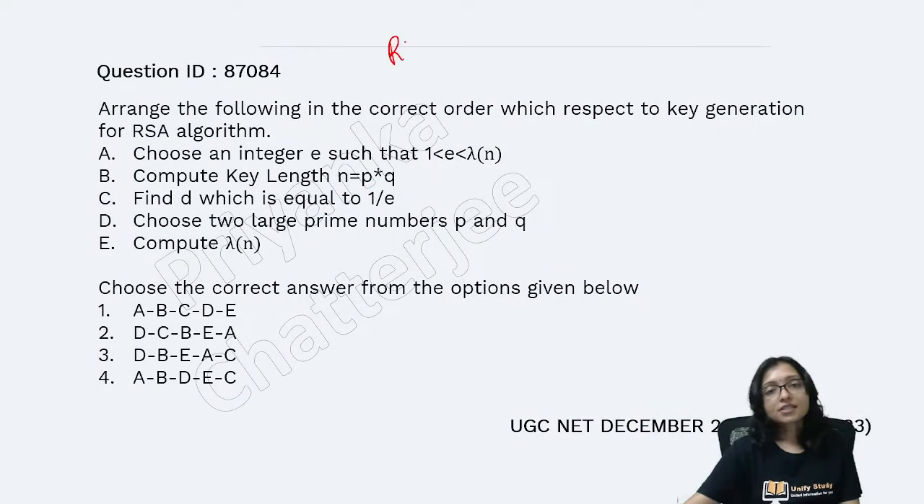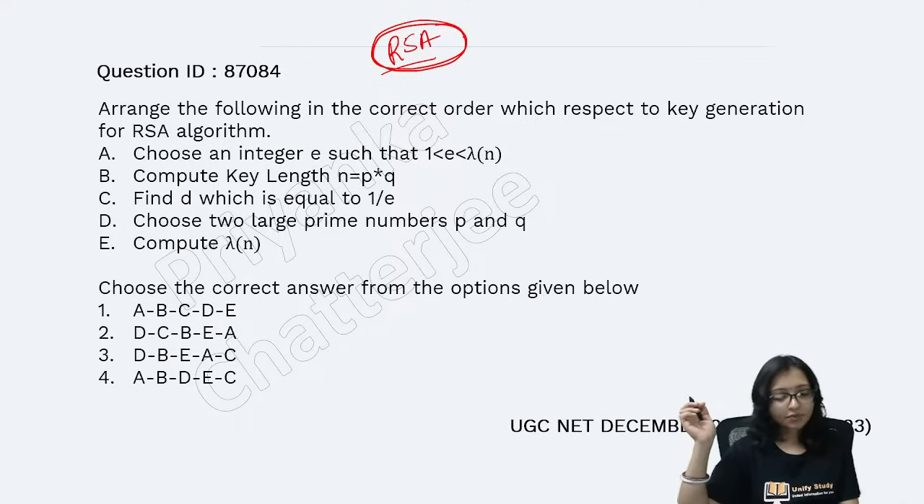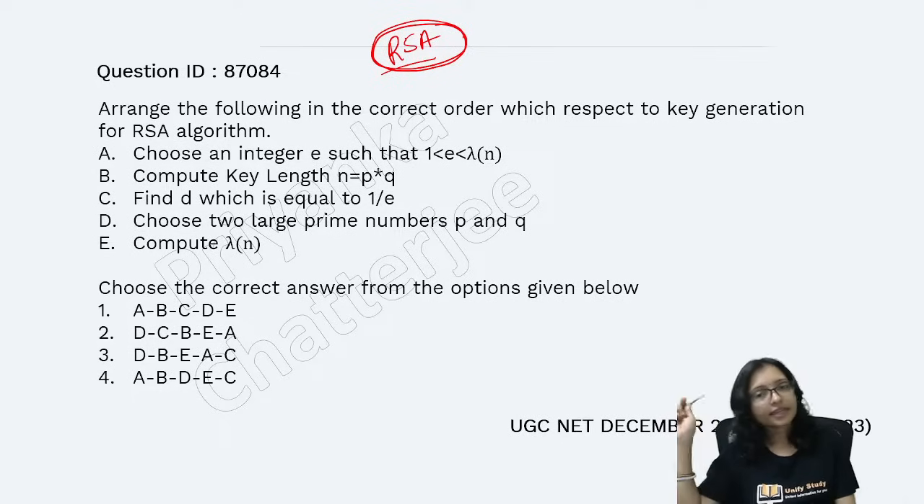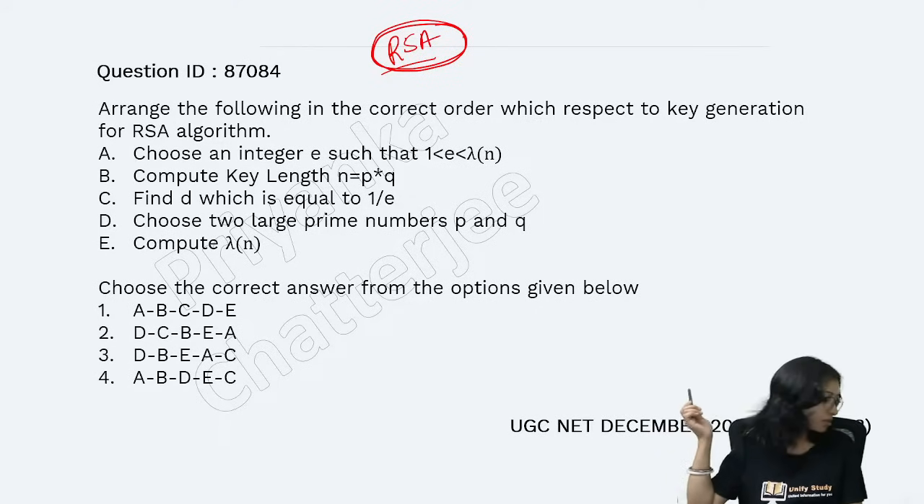The last one and very important one is the RSA, and with the RSA I will end the class. Tell me what will be the answer for this one, the RSA algorithm. How is the RSA algorithm working? In this way they ask the question. What will be the answer here?